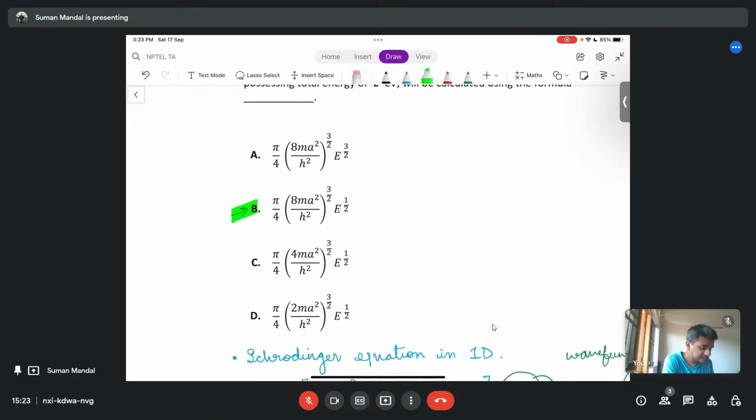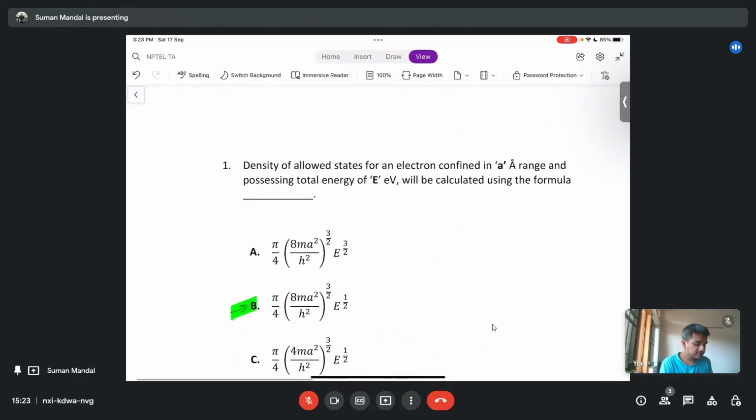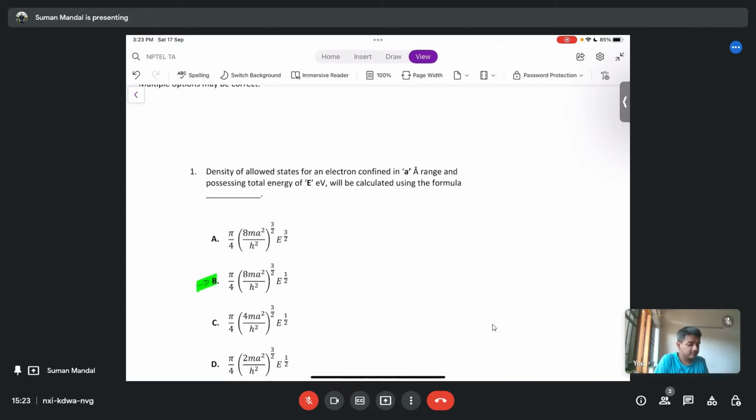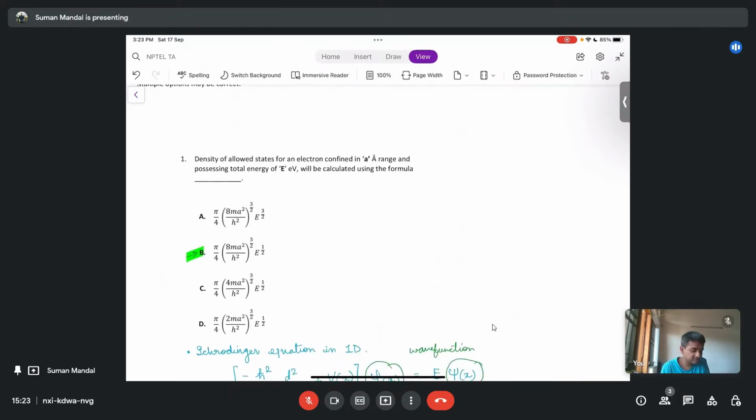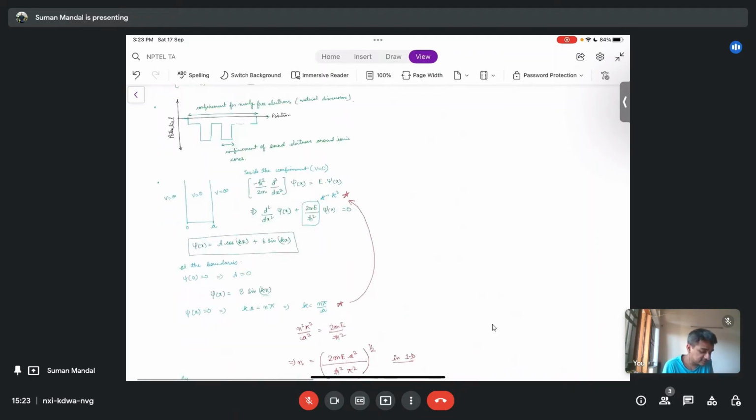So this is how we can find out the density of states of any material. So this was in 3 dimensions. It can also be done in 2 dimensions or any hypothetical 4th dimension also. The math remains the same in all of these cases.